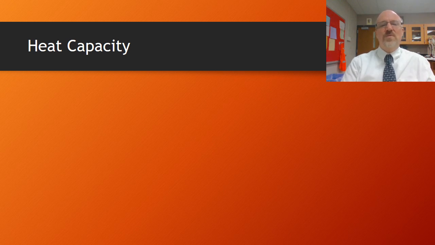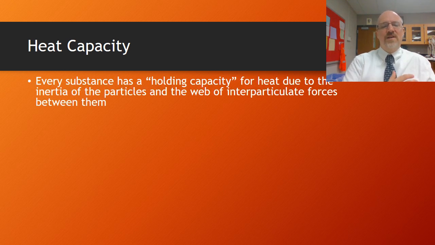And so just because we put energy into a system doesn't mean that we're going to see the temperature change right away, that the average kinetic energy of all the particles will be different right away. We call that sort of lag heat capacity. So every substance has a certain holding capacity for heat.